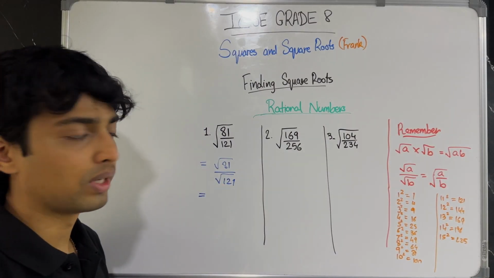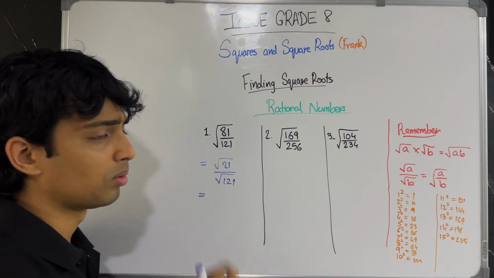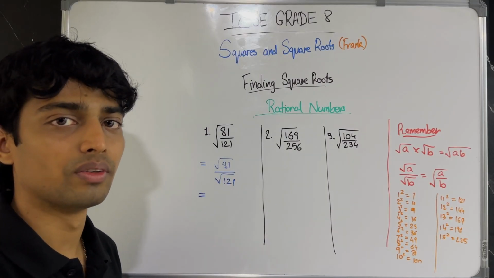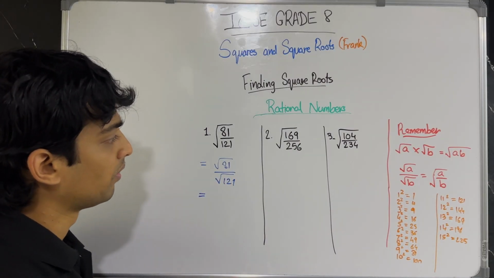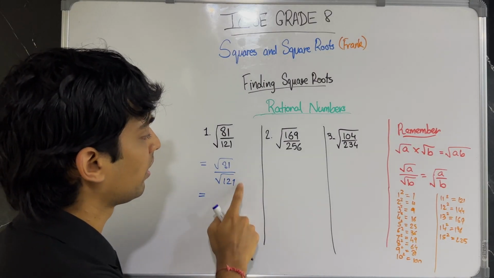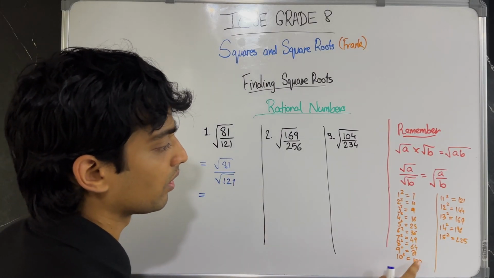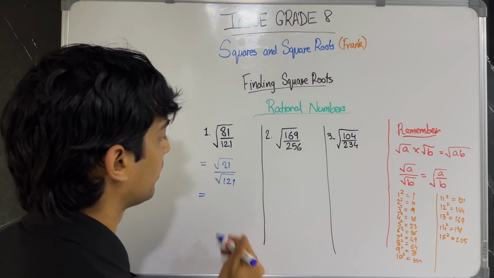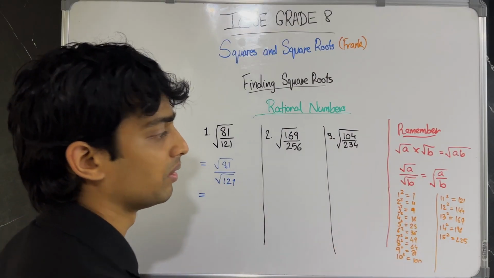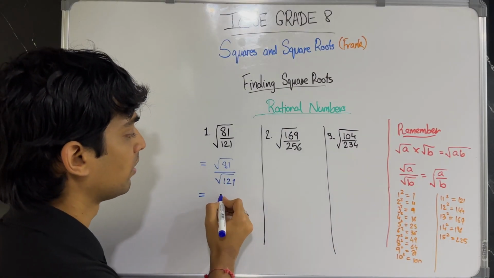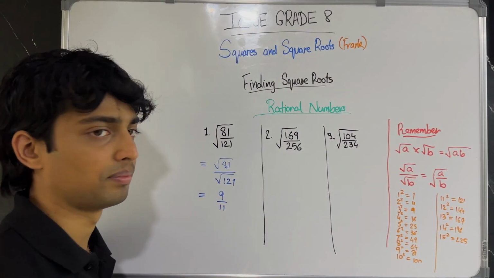Now we can find the root of these two by any method, prime factorization, long division, shortcut. But we already know these two are perfect squares. We can see it over here, 81. So root of 81 is 9 and root of 121 is 11. So we can directly write it. So 9 upon 11 is the answer.